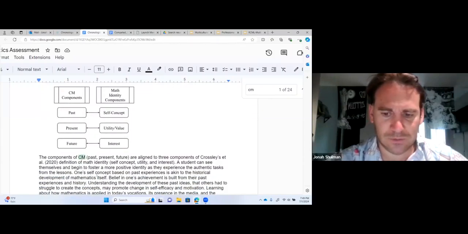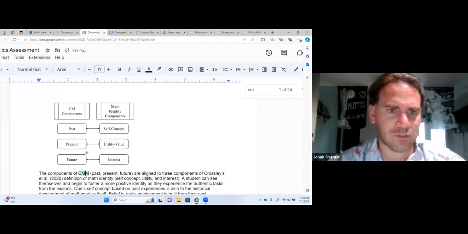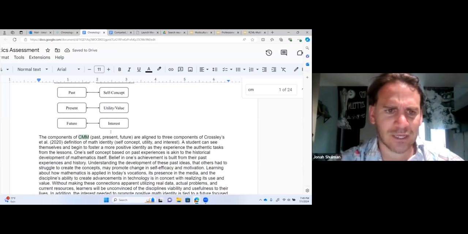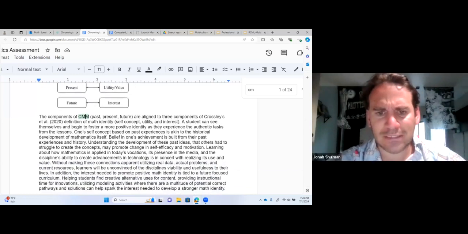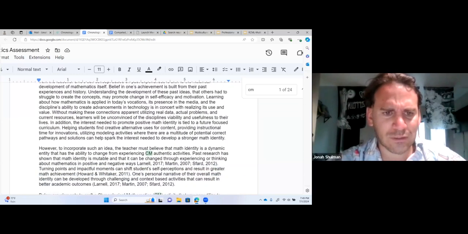So here's what it is. This is how it can build it. The past is really built on the self-concept. The present really shows the utility and value right now. And the future is like your future interest about ideas. So I think these are all really good points.